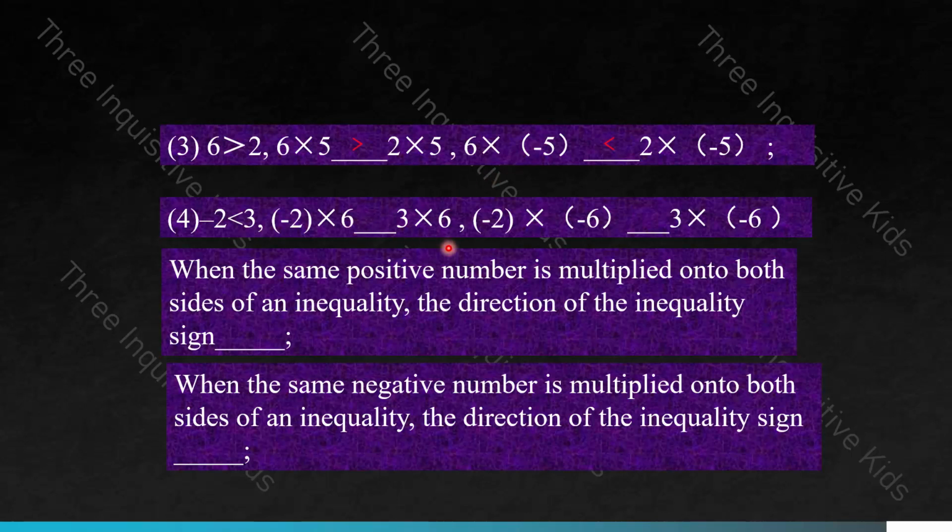Negative 2 is less than 3. If we multiply a positive 6 to both sides, we still have the less than sign. But if we multiply both sides by negative 6, you'll find that it's 12 greater than negative 18. So what can we conclude?